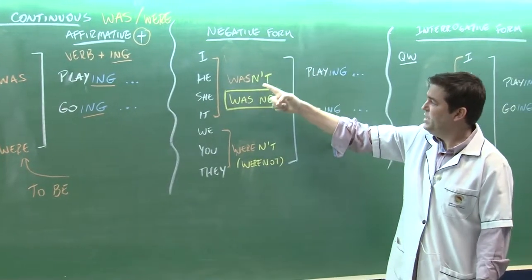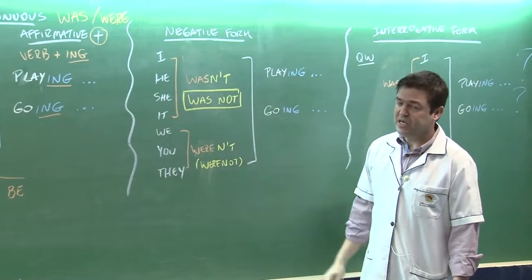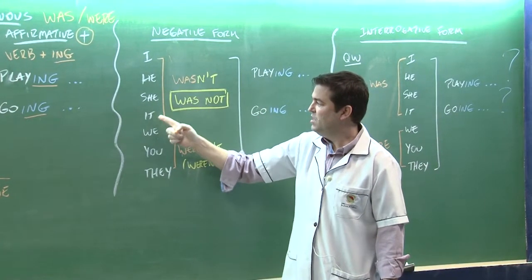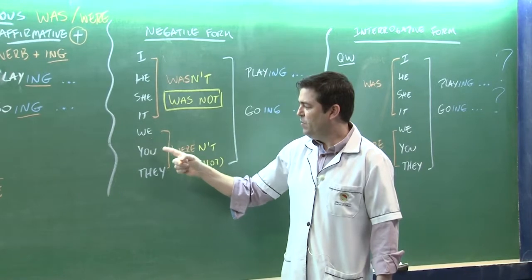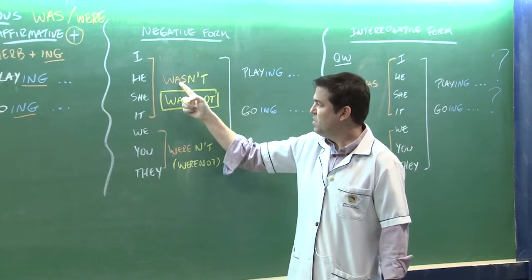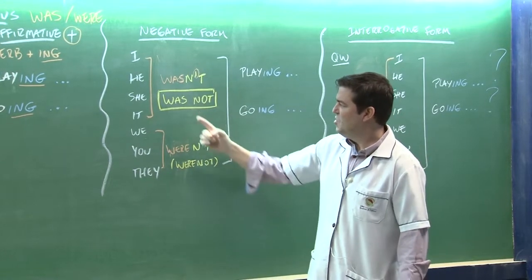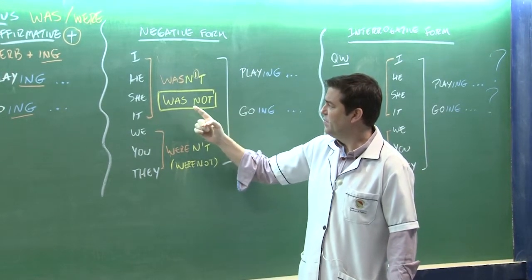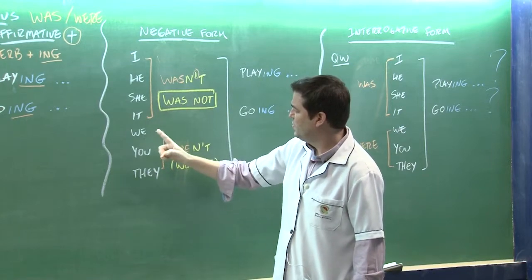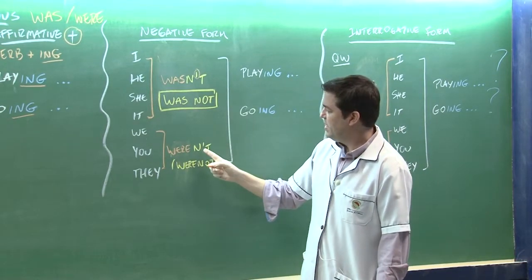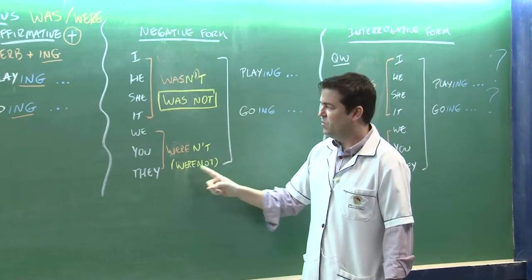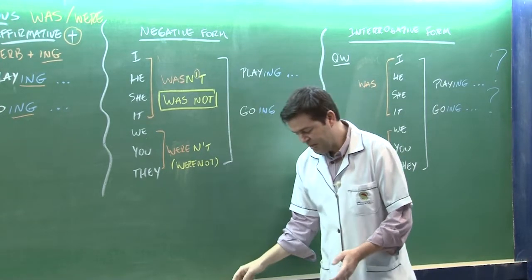Now, verb to be is negative to form the negative form. I, he, she, and it, the same as that one. We, you, and they were. So wasn't, I can do contraction like this, or I can separate it. I can also do contraction with this one here, right? The same idea, or I can do it in a separate way.